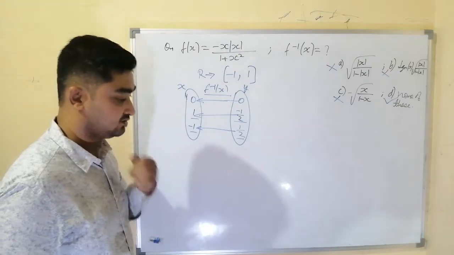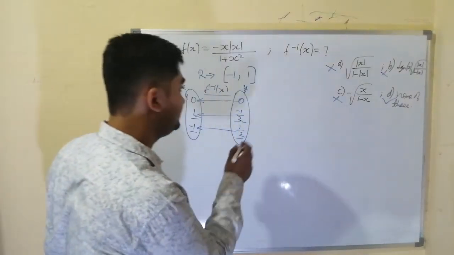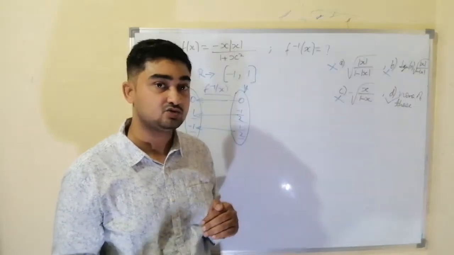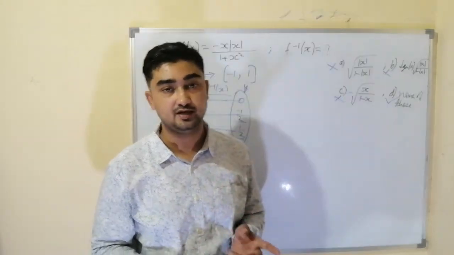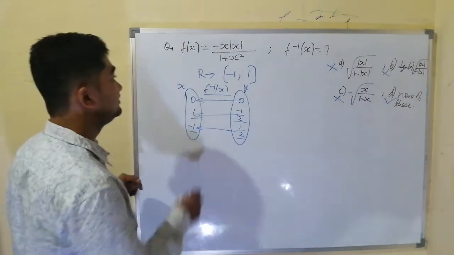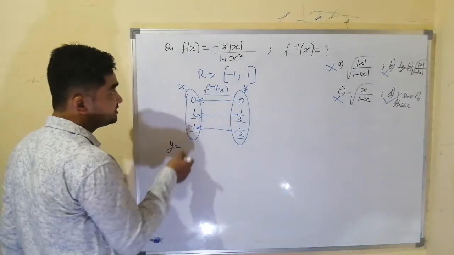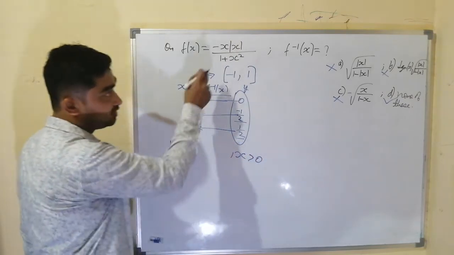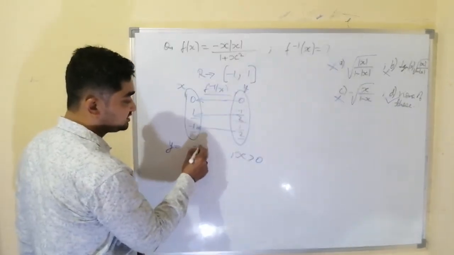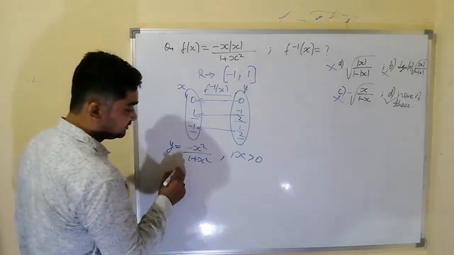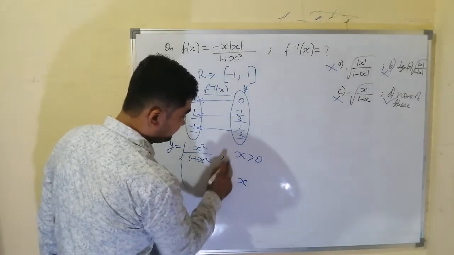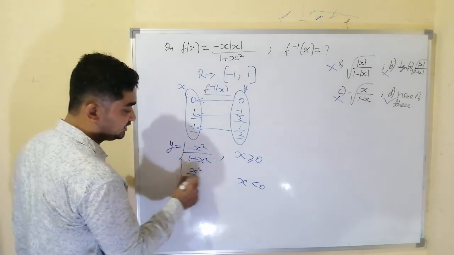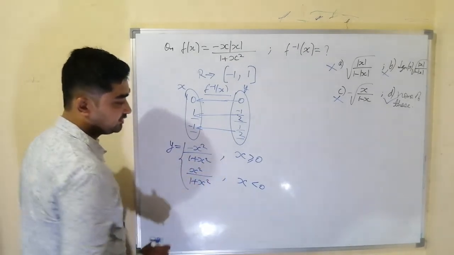But what is the actual answer? To find this, what should we do? To find the inverse, we have to find y in terms of x and then replace x with y and y with x. So we'll do that. What is y? y or f(x) is the same. Y is, put mod: whenever x is greater than 0, mod x is plus x. It will become minus x square by 1 plus x square. And whenever x is less than 0, mod x is minus x. Minus minus will become plus. We'll have x square upon 1 plus x square.